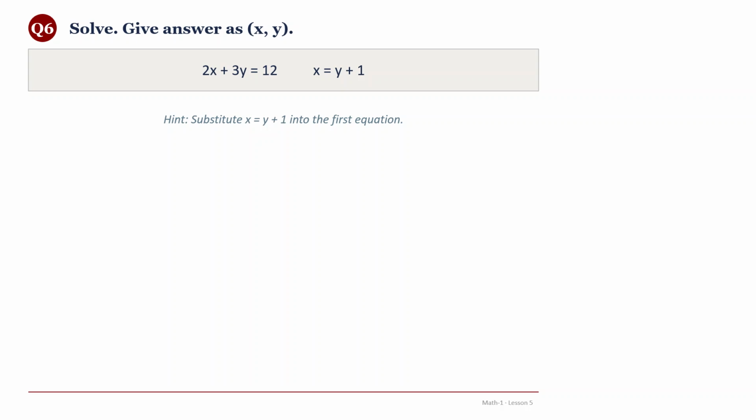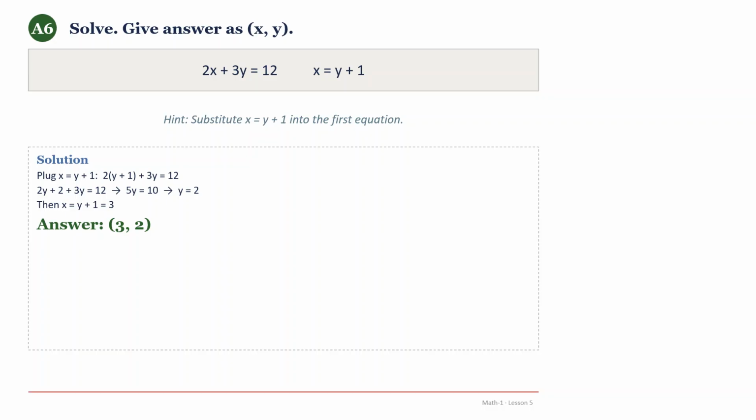Question 6. Free response. Solve the system 2x plus 3y equals 12 and x equals y plus 1. Give your answer as an ordered pair. Look at which method would be most efficient here. The answer is the point (3, 2).